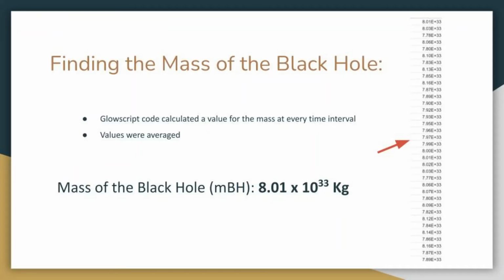To complete the goal of this lab, we now need to find the mass of the black hole. While the code was running, it was constantly generating values for the mass. This is a small portion of the output, and you can see that the values are very similar. They can be averaged to find the actual mass of the black hole, which was calculated to be 8.01 times 10 to the 33rd power kilograms.